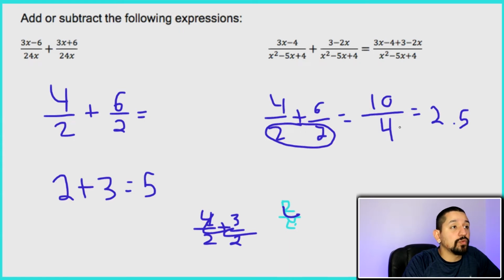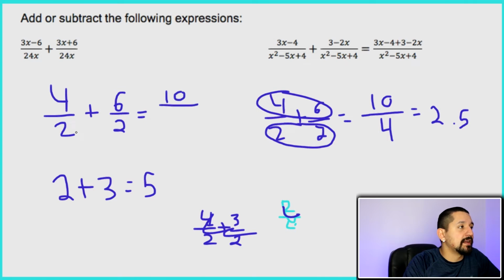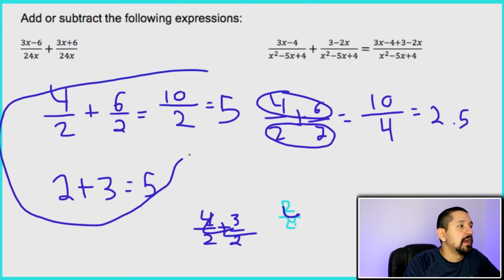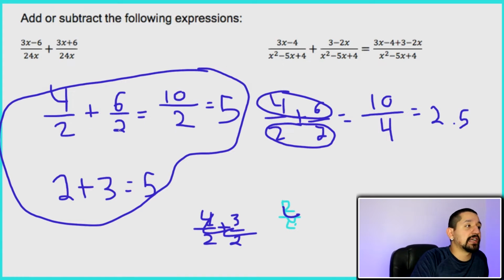Adding the denominators will completely mess up our problem. Instead, you just add the numerators. So 4 plus 6 is 10 divided by, well, the denominators are the same, and then 10 divided by 2 is 5. So you can see right here, the proper way to add or subtract these expressions is to make sure you get common denominators, and then the common denominator is going to ultimately stay the same. All right, just keep that in mind.